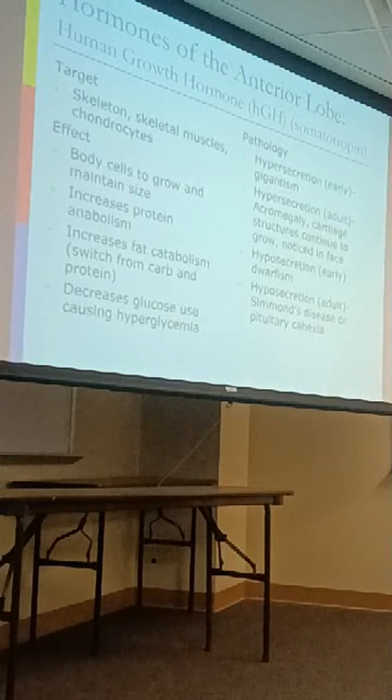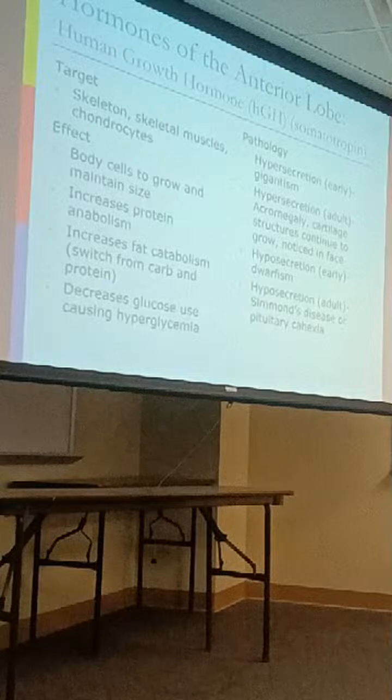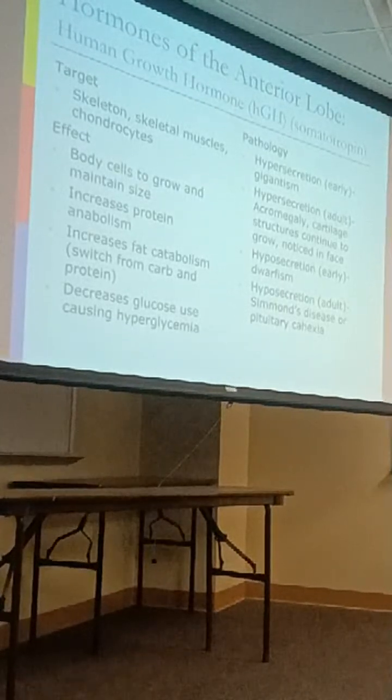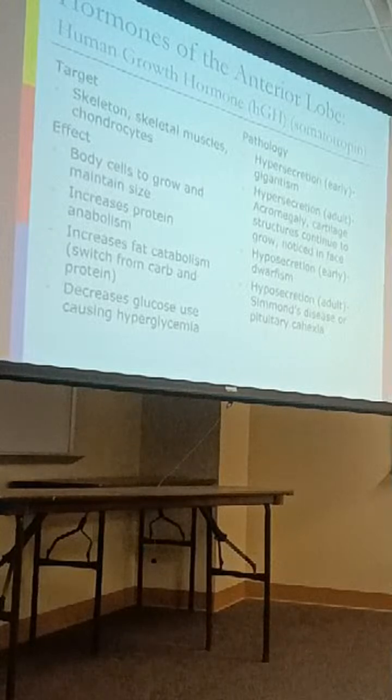Pathology: hypersecretion early on, before you're done growing, gives you gigantism. You're going to be really big. Hypersecretion as an adult, once your skeleton is done growing, your body is done growing, so if you have too much human growth hormone in your 30s, you get acromegaly. Because the bones are done, all it can do is affect muscle and cartilage. So you end up having abnormal cartilage growth, your hands get really big, your face gets really big.